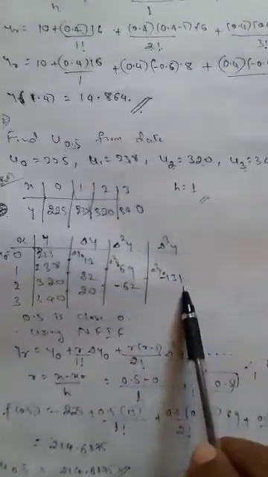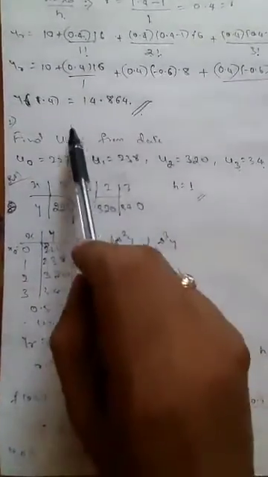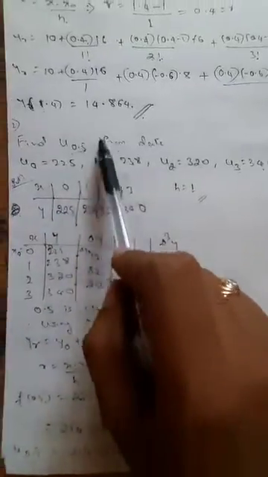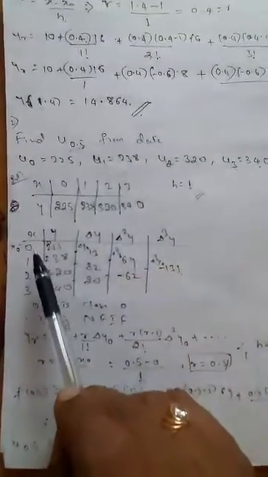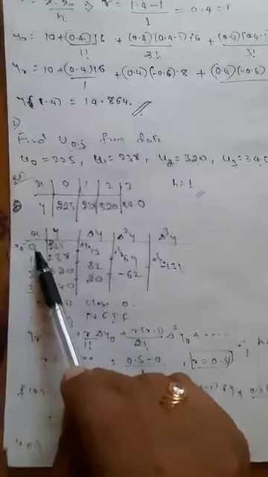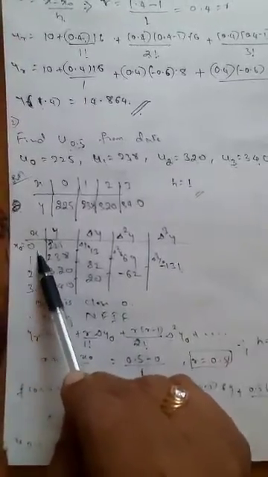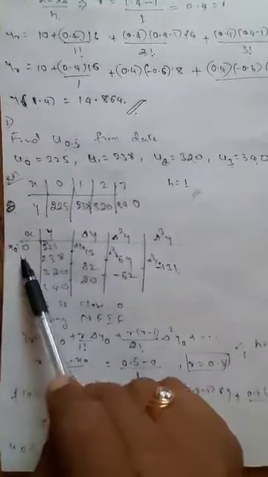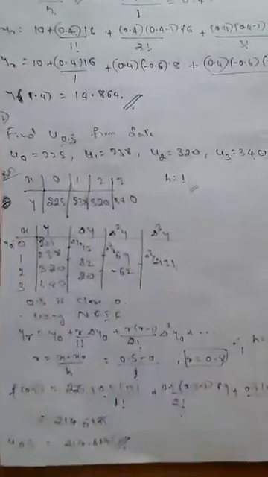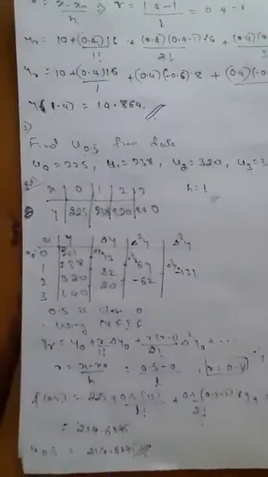Here we have to find the value at 0.5. This 0.5 lies between 0 and 1, and it is very close to 0, so we have to apply the Newton forward interpolation formula.